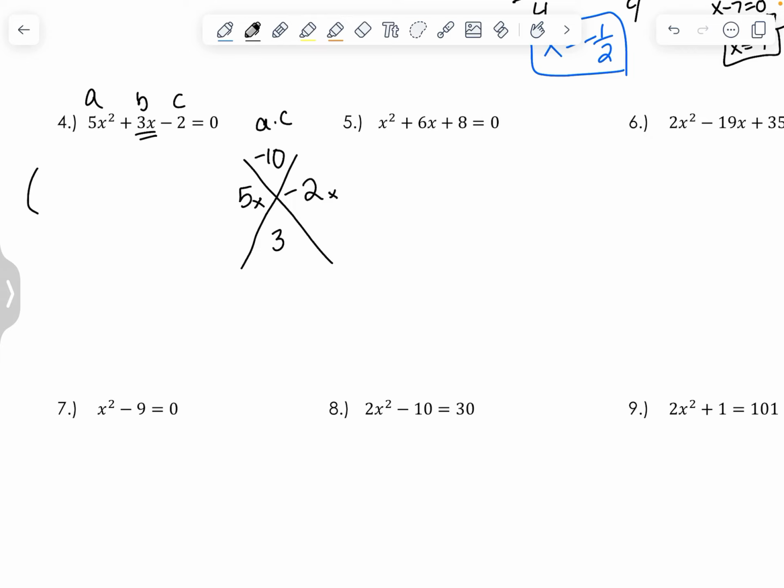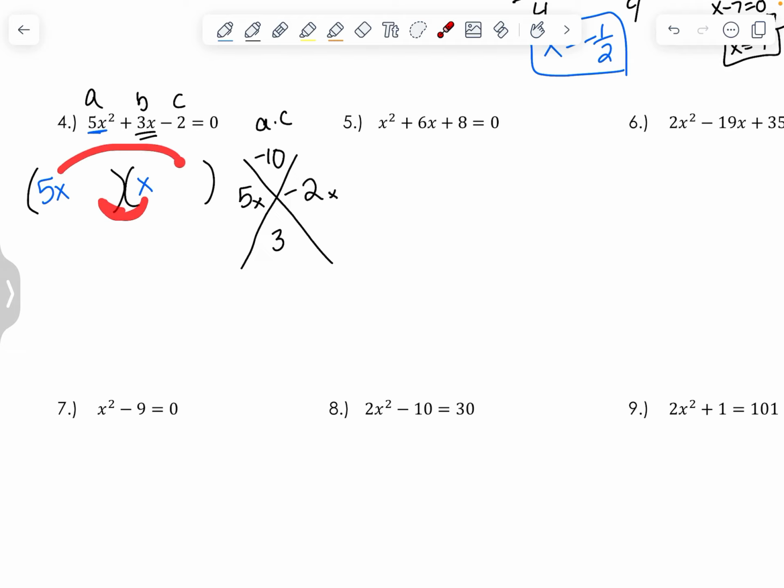So now we're going to make our brackets to factor. We got to remember when we multiply our first two terms together, we get a 5x squared. So in order for that to work out, you're going to have a 5x times an x. So when you multiply those two together, you get 5x squared. Now you got to figure out the inside.